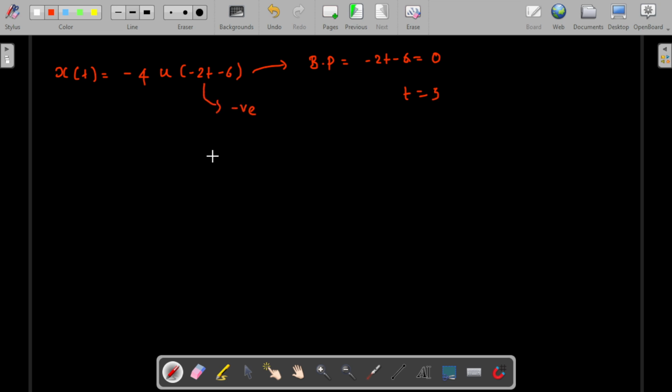Negative. Under this, the amplitude is multiplied by minus 4. So the output will be minus 4, and it will be from minus infinity to 3. So like this way the graph will go. Let me draw the graph.